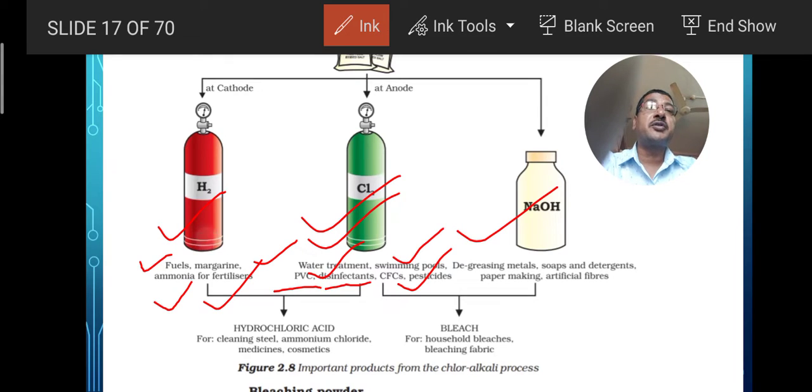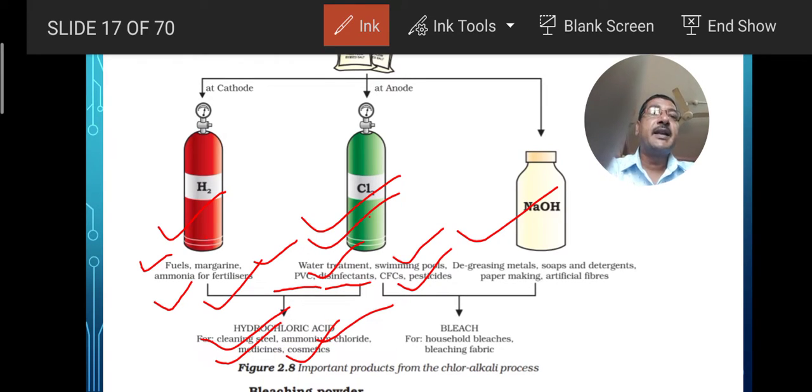Talk about hydrogen and chlorine together. When both are used together, they produce hydrochloric acid, which is used for different purposes, for cleaning of steel, and for ammonium chloride. Ammonium chloride can be used for manufacturing of medicines. It is also used in the manufacturing of cosmetics. Then if you take chlorine and sodium hydroxide together, it is used for making bleach. It is used in household bleaches, and bleaching of fabrics like cloth. In laundries it is used.